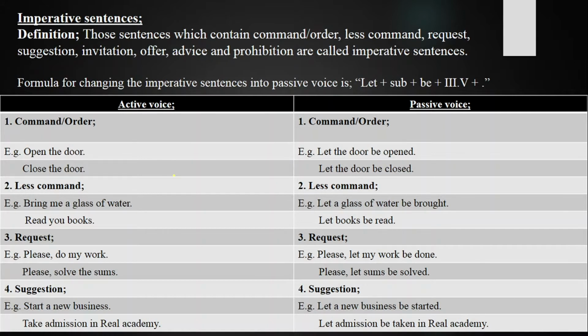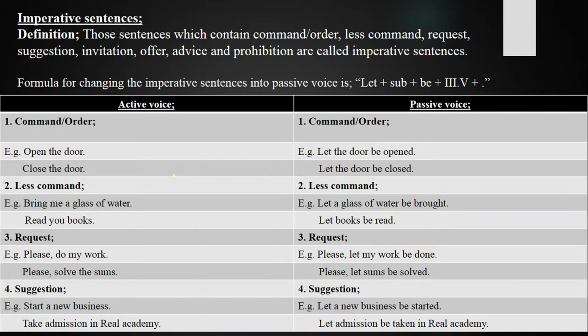Today we are going to discuss an important topic: how to change imperative sentences from active voice into passive voice. Before starting, we need to know what imperative sentences actually are. We have already discussed kinds of sentences in detail, and we will be discussing them again, but here we will learn what imperative sentences mean. Then we will go towards the active and passive voice of imperative sentences.